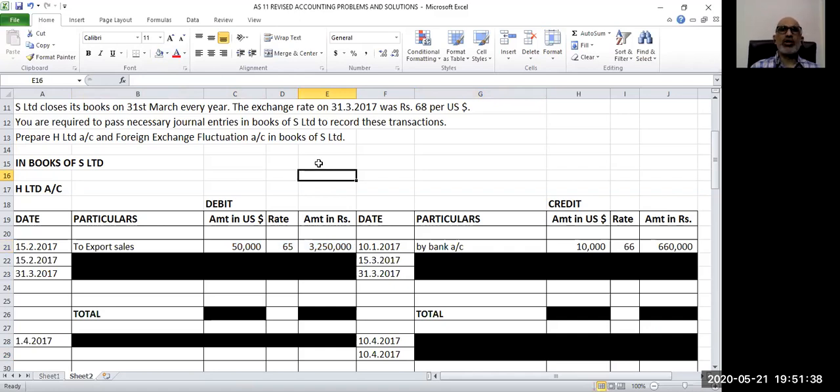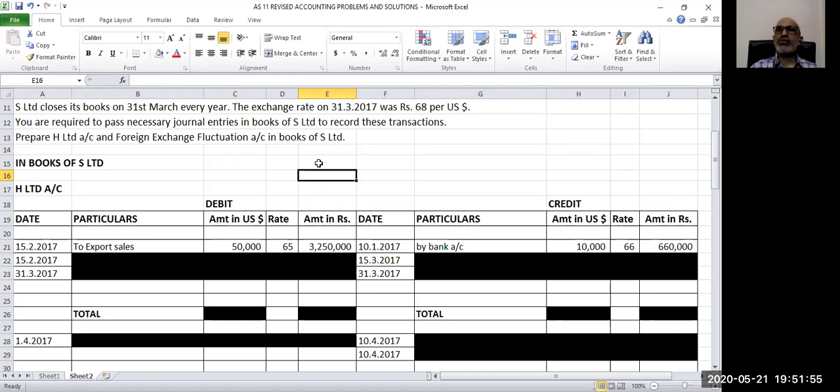65 rupees is the dollar rate. So total value of sale is 32,50,000. The entry being H limited account debit to export sale. Now on the same day, on 15 Feb, there is a difference in exchange rate.